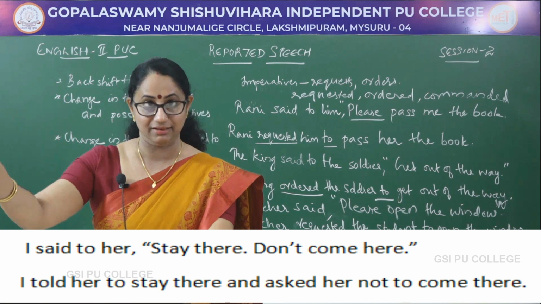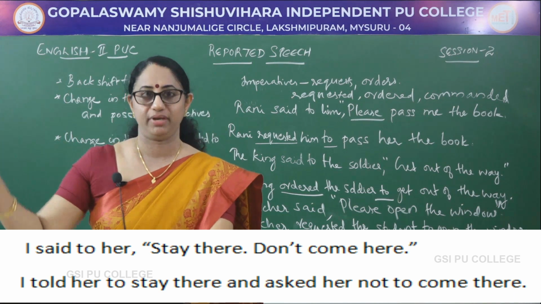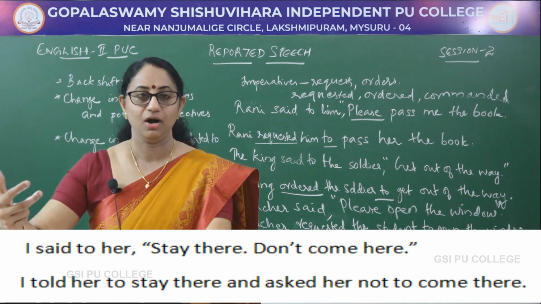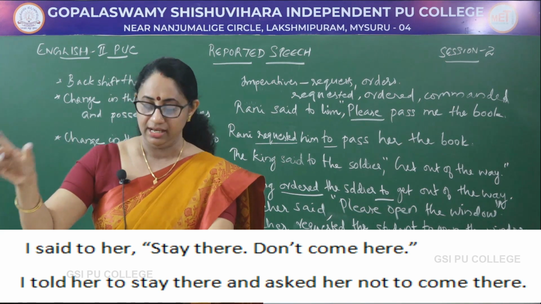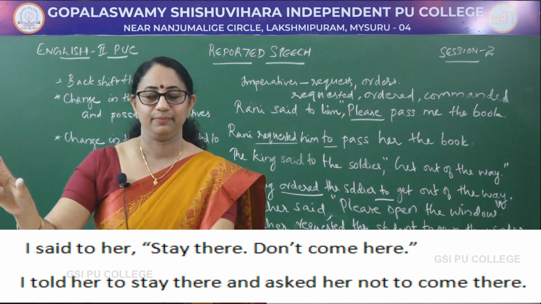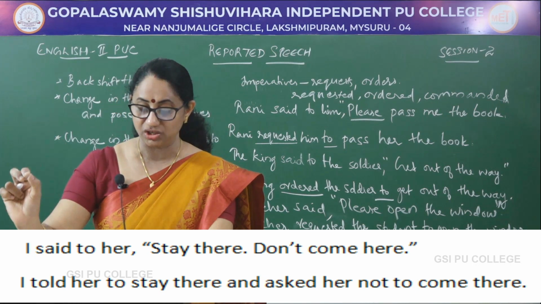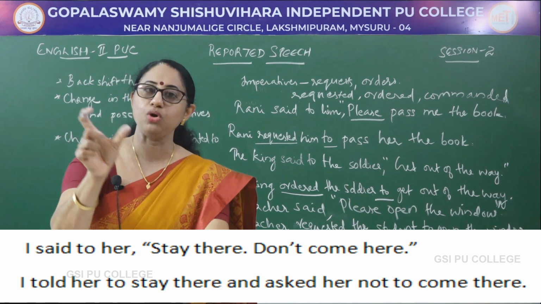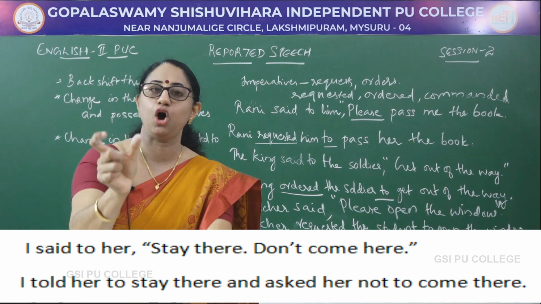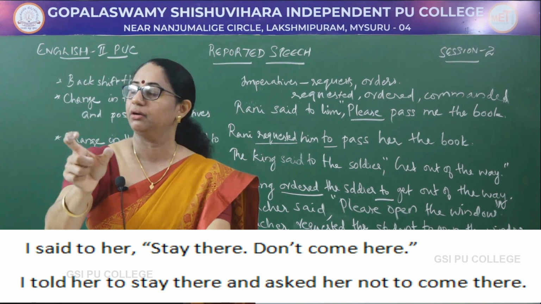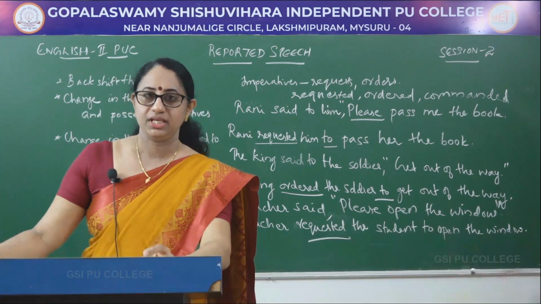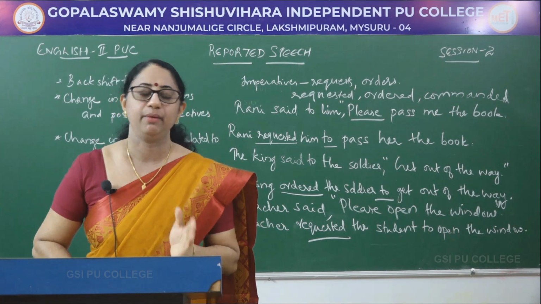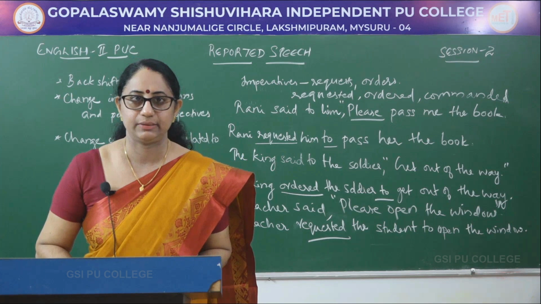First one is stay there, second one is don't come here. So I said to her, or I told her to stay there, and I asked her not to come there. Don't come here becomes not to come here becomes there. Since there are two fragments there, we convert them to two sentences.